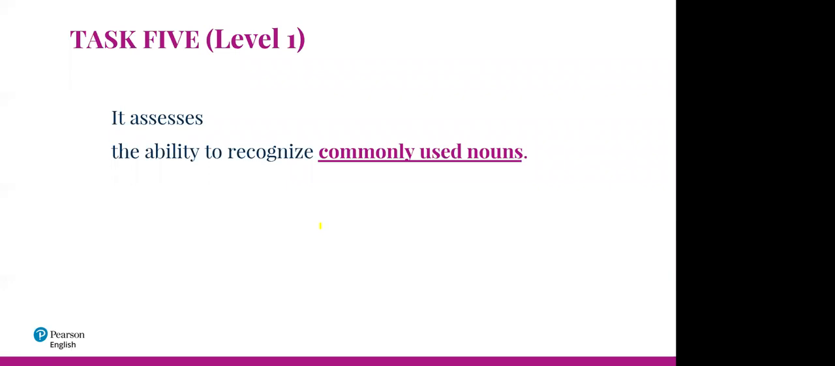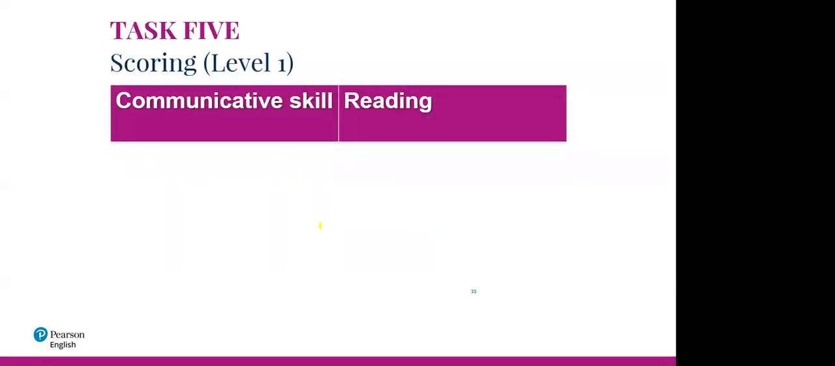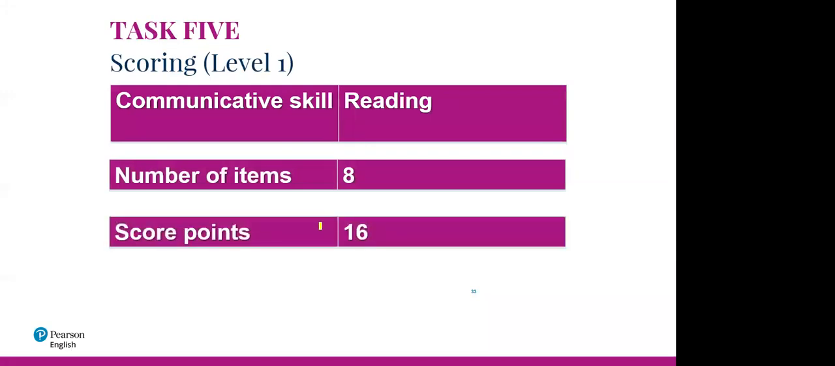Yes, this is level 1, right? So that's why it is as simple as that, because we're discussing first words, level 1, which is pre-A1 in the Common European Framework system. Scoring is very simple. Again, all score points go to the reading section of the skills breakdown. There are 8 items. Each correct item is worth 2 points. So there's a maximum of 16 score points in this task.